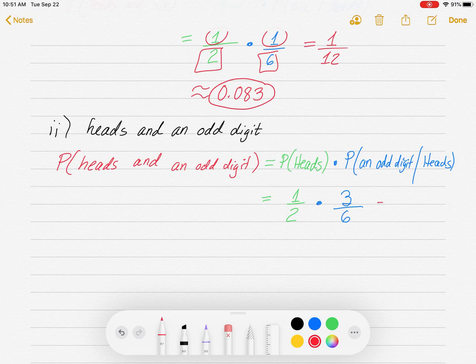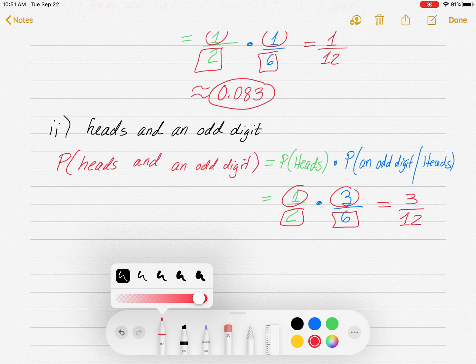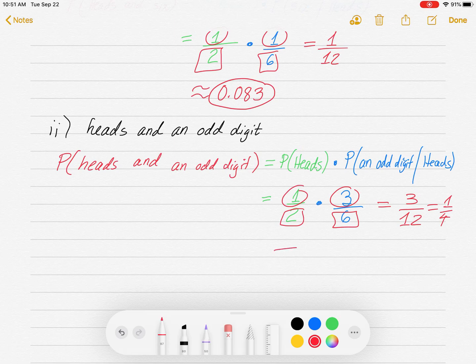Okay, let's multiply these together. Multiply the tops together, you get 3. Multiply the bottoms together, you get 12. 3 out of 12. That's the same thing as 1/4. You don't have to reduce your fraction, but you do want to turn it to a decimal, right? 3 divided by 12 is 0.25. Exactly. So let's just write equals there. You don't need those approximately symbols or anything like that.